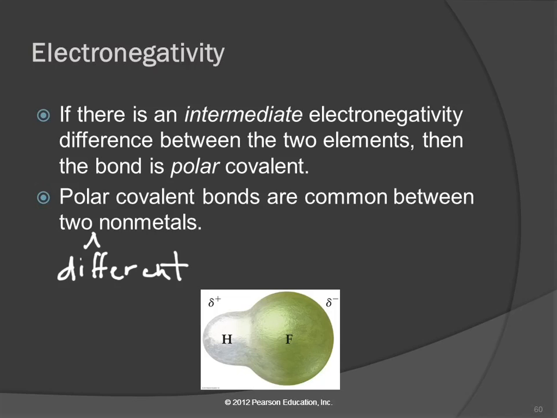So hydrogen and fluorine, we can tell that the fluorine end is more negative. It's got the delta negative sign, and this has a delta positive, because obviously fluorine is the closest to fluorine and hydrogen is not as close to fluorine. So hydrogen is less electronegative and fluorine is more. So it hogs the electrons.